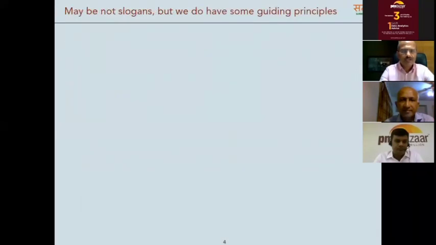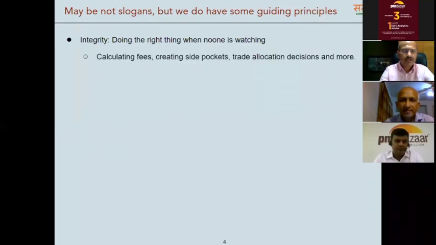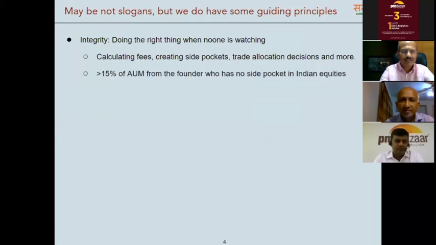So maybe not slogans, but we do have some guiding principles. Integrity, it's the most important thing for us. And I read this definition somewhere: integrity is doing the right thing when no one is watching. So there are a lot of things that we can do in a PMS, when calculating fees, creating side pockets for investments, some of the trade allocation decisions, but that's where we believe that integrity matters the most because nobody is watching us. And more than 15% of the AUM is coming from the founders, and they have no side pockets in equities.